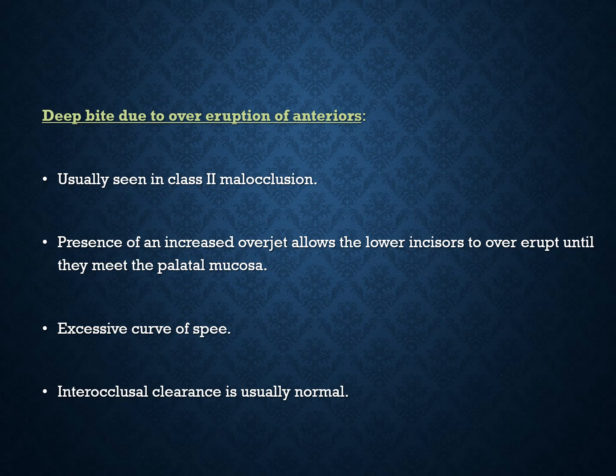Now, a deep bite due to over-eruption of your anteriors is usually seen in class 2 malocclusions. The presence of increased overjet allows the lower incisors to over-erupt until they meet the palatal mucosa. There is an excessive curve of Spee, and interocclusal clearance is usually normal.